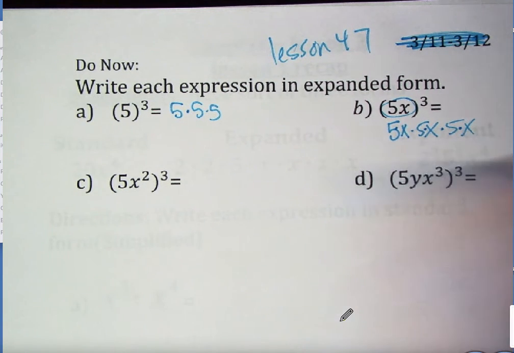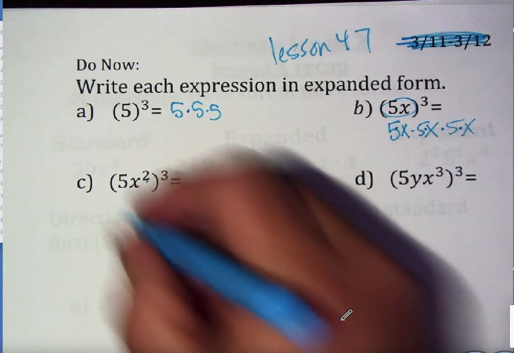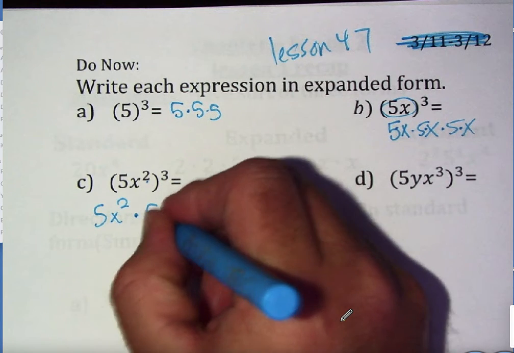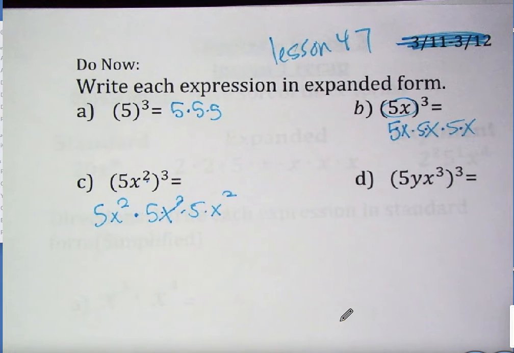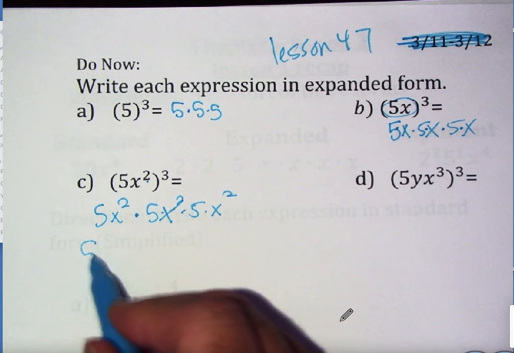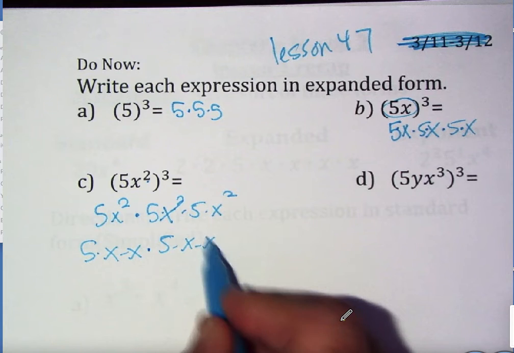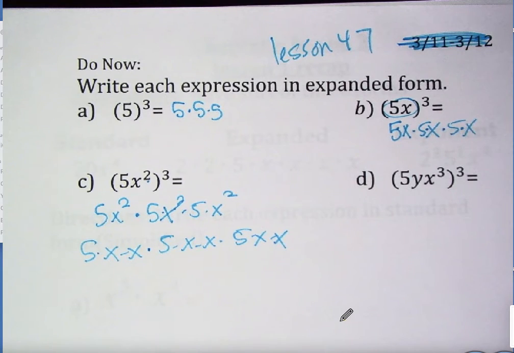Cool. Next one, now it says we have 5x squared to the third. So that's 5x squared times 5x squared times 5x squared. And if you did that, that'd be great, but we're actually not in expanded form, right? Because it's 5 times x times x times 5 times x times x times 5 times x times x. And there we go. We see all our multiplication there.